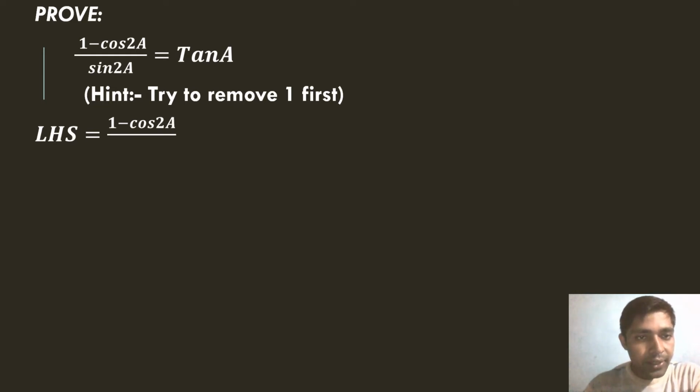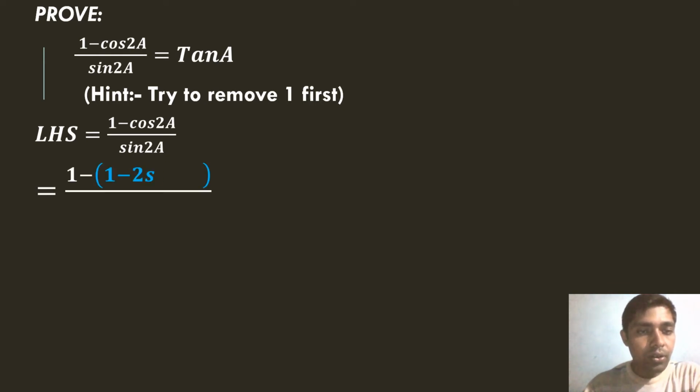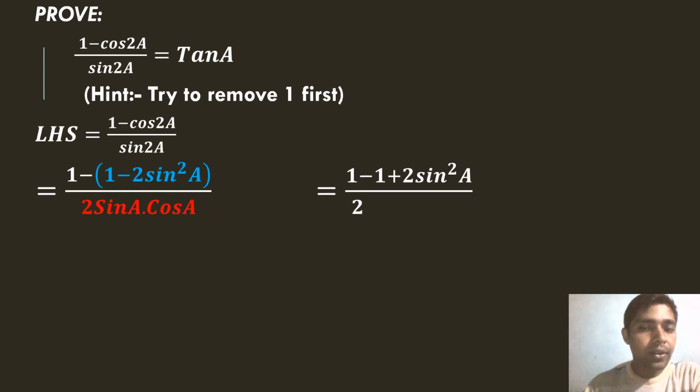We are taking LHS as (1 minus cos 2a) upon sin 2a, and we'll apply a formula here to remove 1. So how can we remove 1? We are using the cos 2a formula as 1 minus 2 sin square a, and in the denominator we are using the sin 2a formula. So in the numerator, after opening the bracket, we have 1 minus 1 plus 2 sin square a, and the denominator stays as it is.